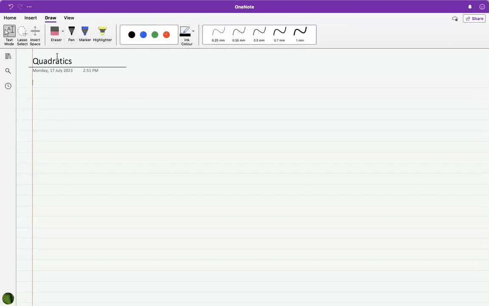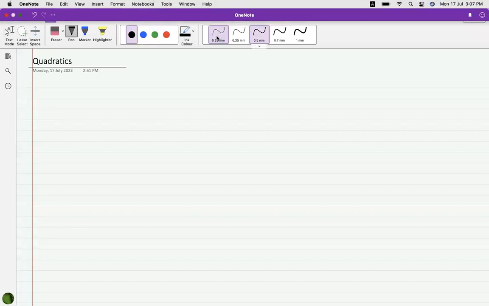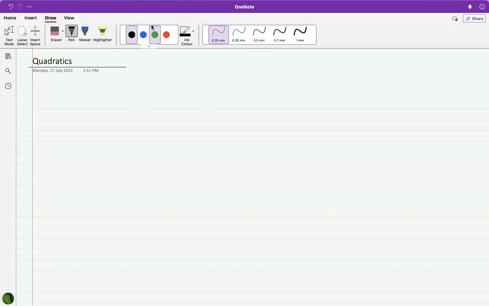I've chosen quadratics, which is topic 2 in your booklet. It doesn't matter which topic we start with first. Only what matters is if it has any prerequisite.